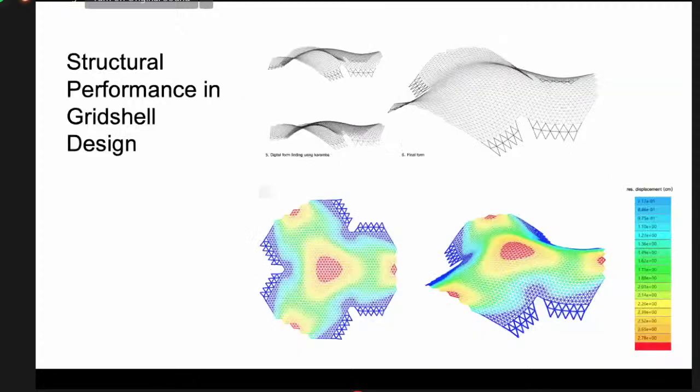This is an example for doing the structural performance in grid cell design. So we want to see the displacement, the strength by having all of the grid cell elements and also some supporting point. And we can test it to see how the structure will react from the external load or also the internal load of that structure.